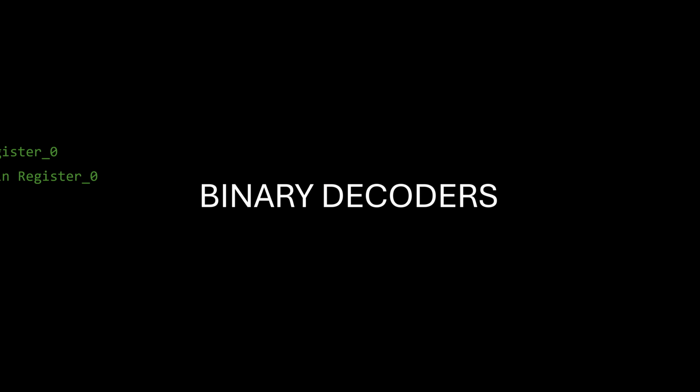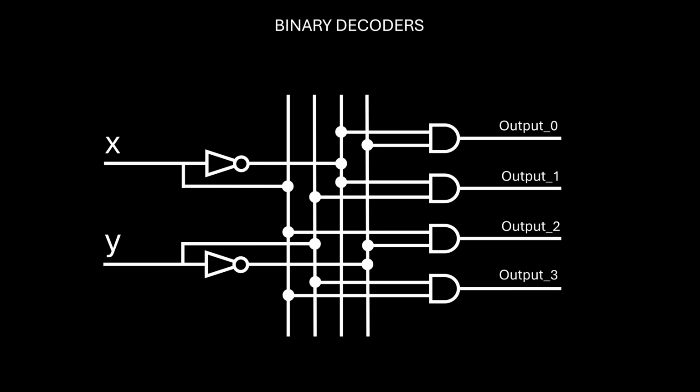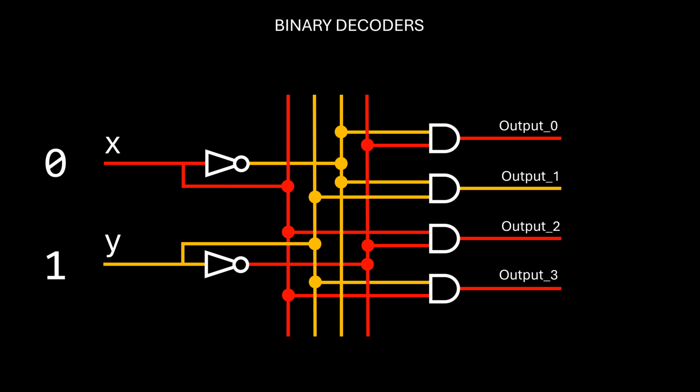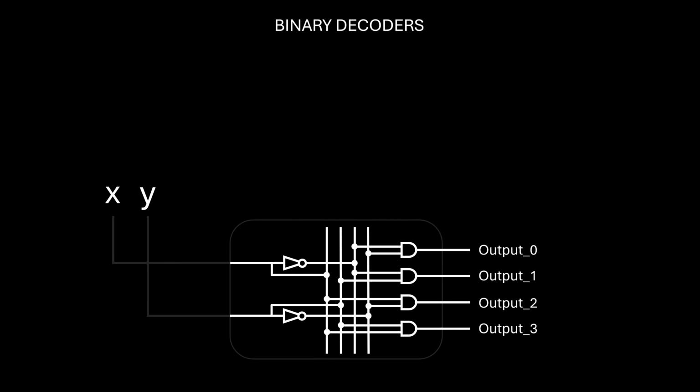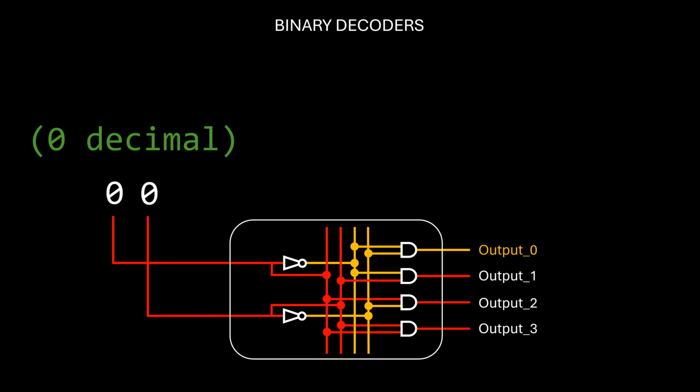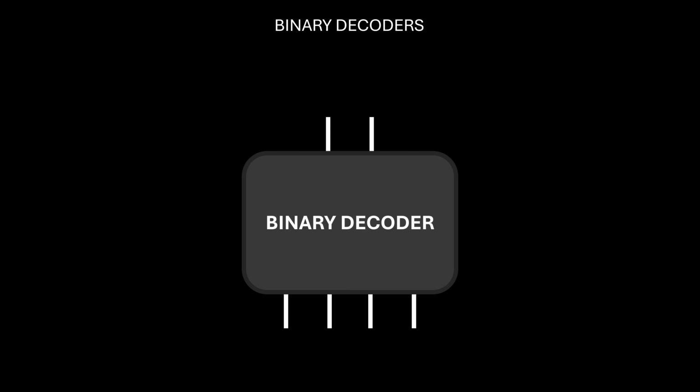The last type of component we are covering today are binary decoders. Let's take a look at this circuit and examine the output for every input combination. The first thing we can notice here is that each combination triggers a specific output to activate while deactivating all other outputs. Another way to see it is that the circuit receives the binary number that corresponds to the position of the output we wish to activate. This is what binary decoders do.